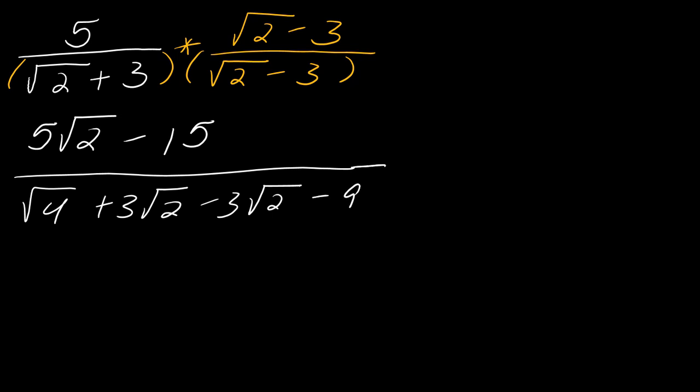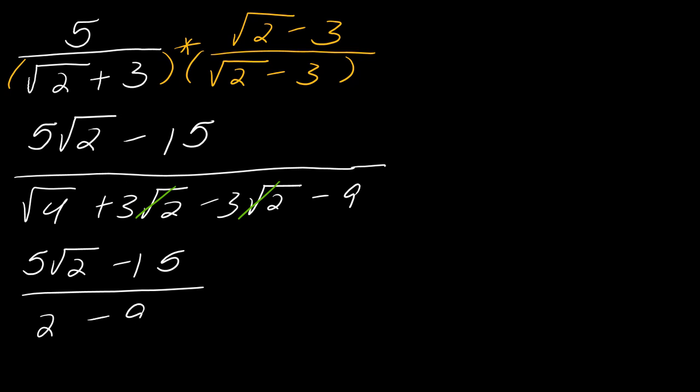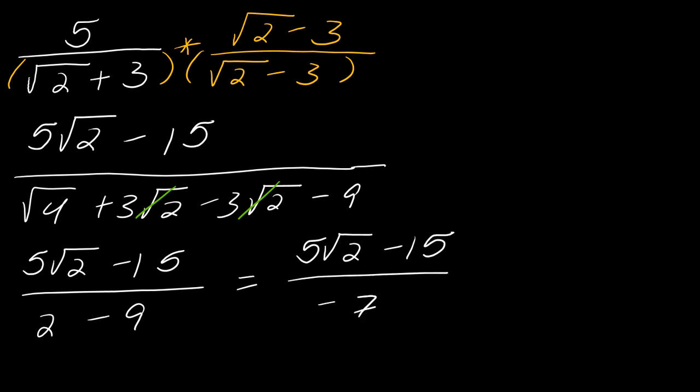minus 9. And so this is exactly why we like the conjugate. The way that the conjugate is designed is that you will always have these middle terms of weird radicals. They will always end up canceling each other out. So these two drop out. So what am I left with? I am left with 5 times the square root of 2 minus 15 over 2 minus 9. And so that's going to be 5 times the square root of 2 minus 15 over negative 7.